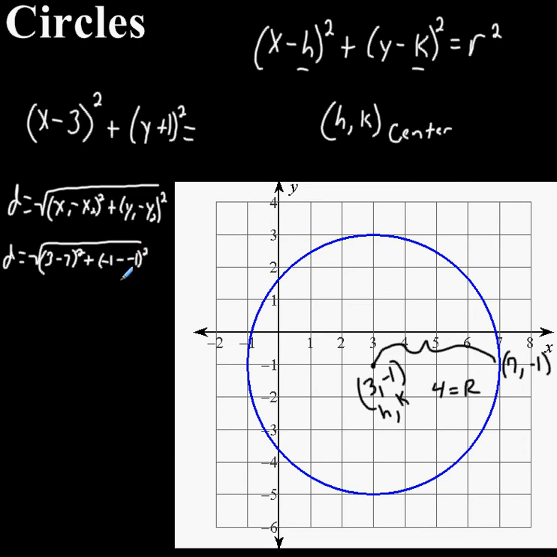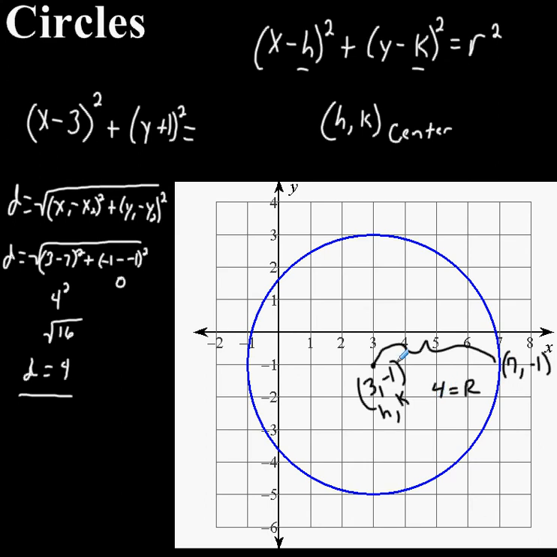That right there becomes 0 squared, so that's non-existent. So here's what we need to focus on. 3 minus 7, that makes -4. 4 squared is 16. The square root of 16 is then equal to 4. So the distance is 4. So my radius then from this point to this point is 4.